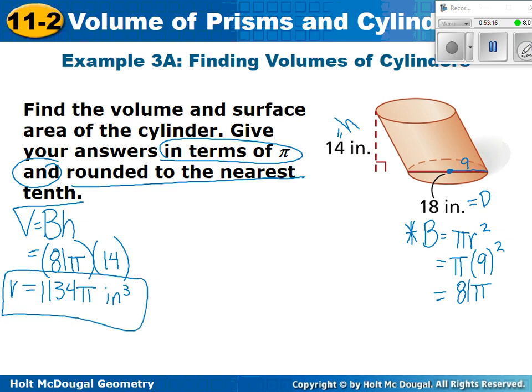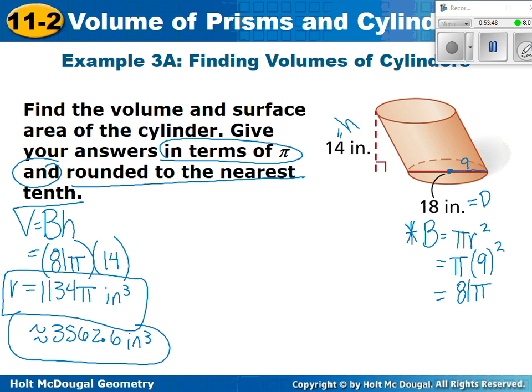Then it said to round to the nearest tenth. So you can take that number and multiply it by pi. And tell me what you get. I heard 3,562.6. All right, and the units still are inches cubed. So just write your answers both ways if it tells you to. Circle both of them so it's easy for me to find and check your work.